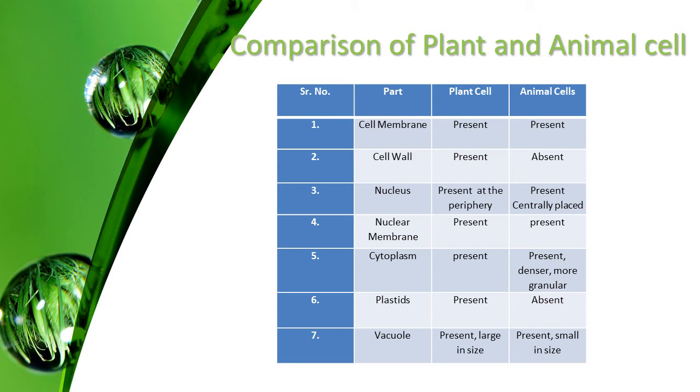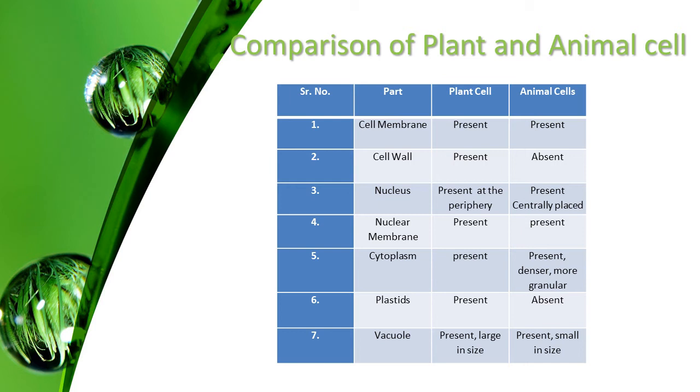Then next part is plastids. Again, just like cell wall, it is really a major difference between plant and animal cells. Plastids are present in plant cells, but plastids are totally absent in animal cells.